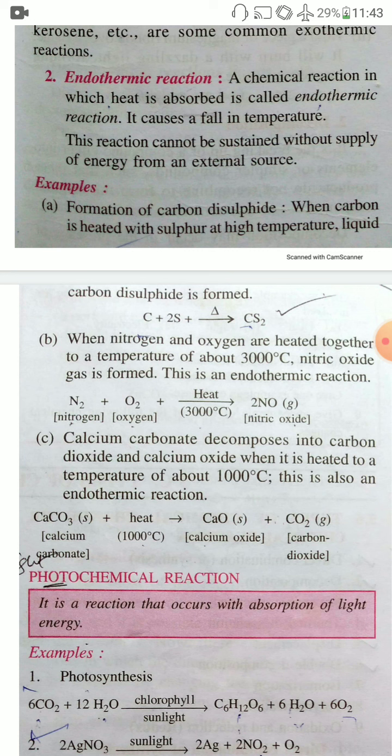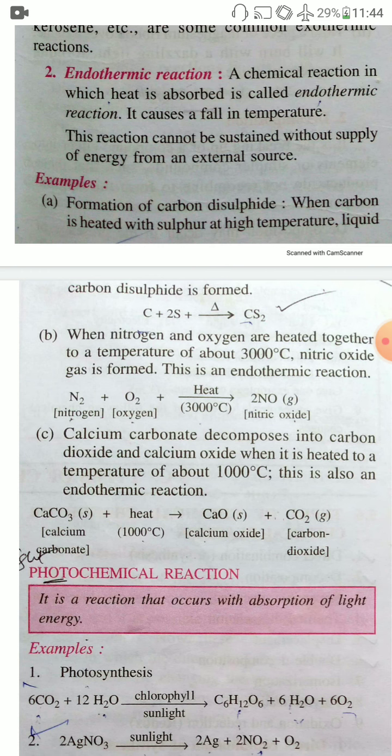Next example of endothermic reaction: calcium carbonate decomposes into carbon dioxide and calcium oxide when it is heated to a temperature of about 1000 degrees Celsius. So when you heat calcium carbonate to about 1000 degrees Celsius, you will get calcium oxide and carbon dioxide gas. This reaction is an endothermic reaction. The reaction is CaCO3 solid plus heat at 1000 degrees Celsius gives CaO, calcium oxide, plus carbon dioxide, CO2.